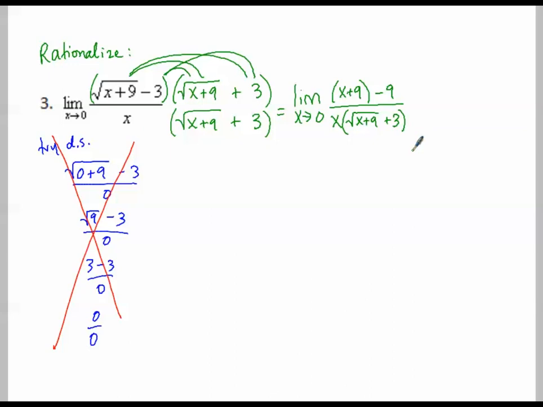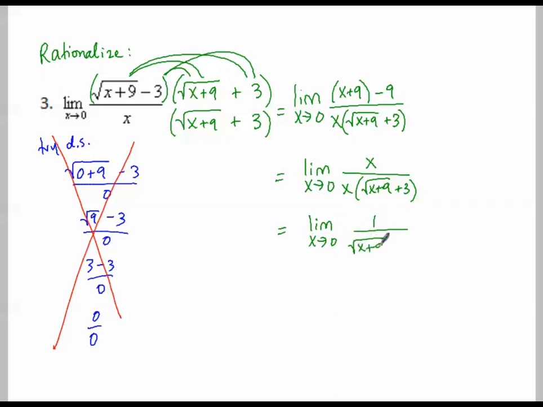Now I want to simplify on the top. The limit as x approaches 0. X plus 9 minus 9 is x over that denominator. The x's factor out from the top and bottom to leave me with this. And plug the 0 in now. Notice the limit goes away when I plug in the 0. No more variable. And I get 1 over 3 plus 3, or 1/6.